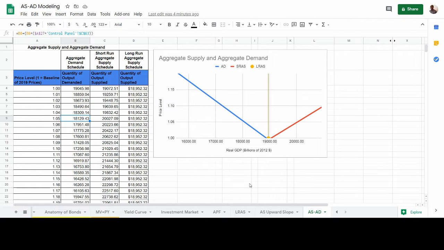And that's where we begin everything for this video, right? So the long run aggregate supply curve, as a reminder, is the long run trend of the output we would expect in the economy. It's independent of price. As you can see here, the value for the long run aggregate supply curve in our schedule is the same, $18.9 trillion, regardless of what the price level is in the economy.